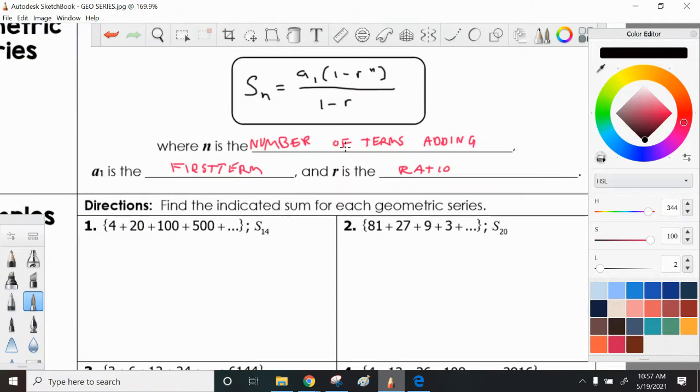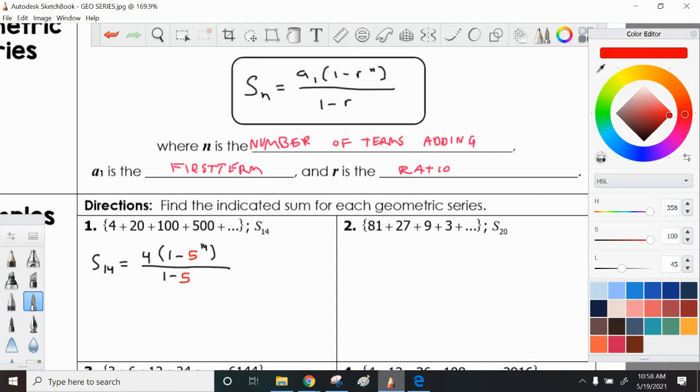For example, for this question, we need to find the 14th term and add them all together, but we don't actually need to find term 14. All we need is to say that the sum of the first 14 is the first number times 1 minus the ratio to the power of 14 all over 1 minus the ratio. So we do need to find the ratio, which might take us a second or two looking at this question to go from 4 to 20, from 20 to 100, from 100 to 500. Our ratio here is times 5. So we need a 5 here, we need a 5 here, and that's it. It's time to go ahead and add these together.